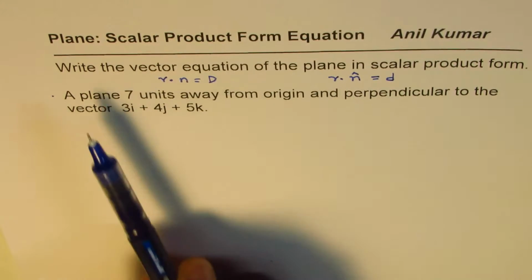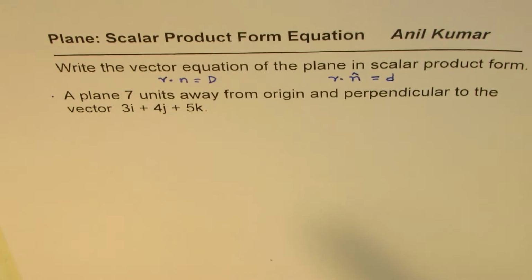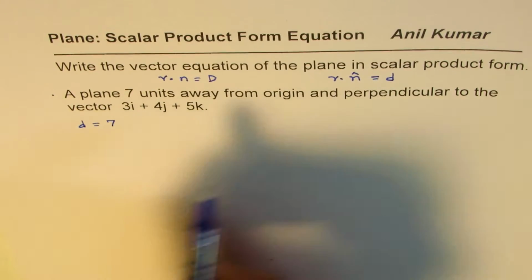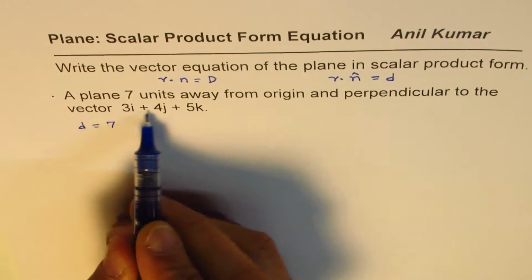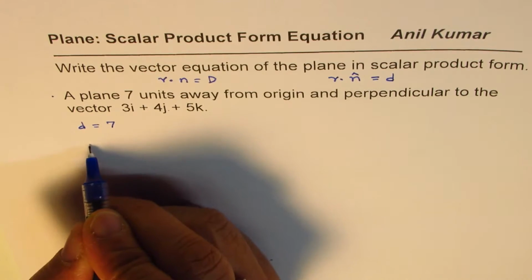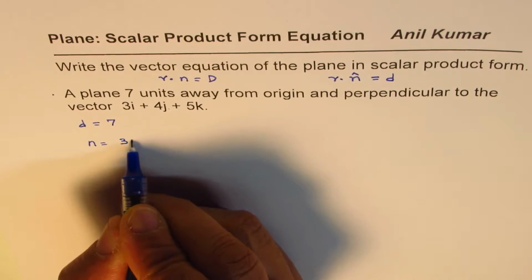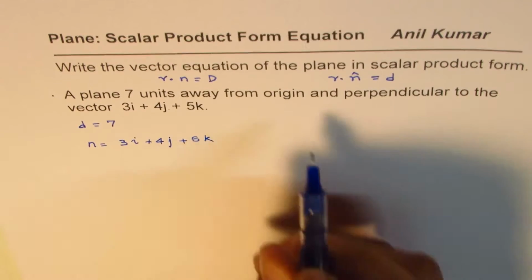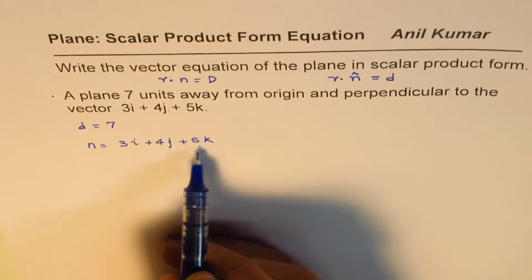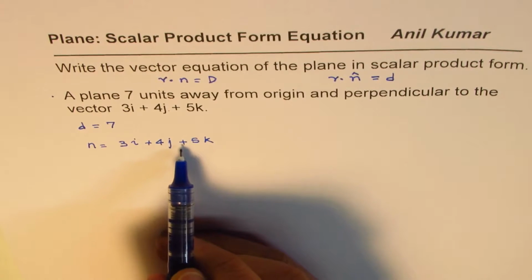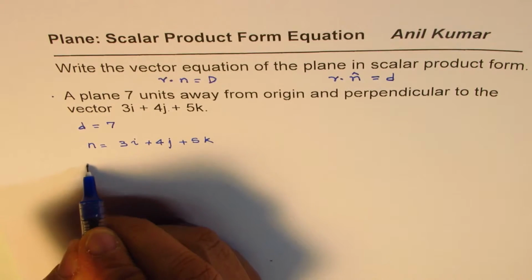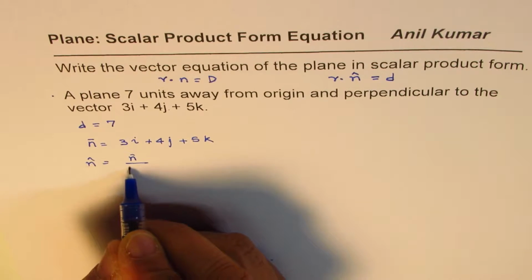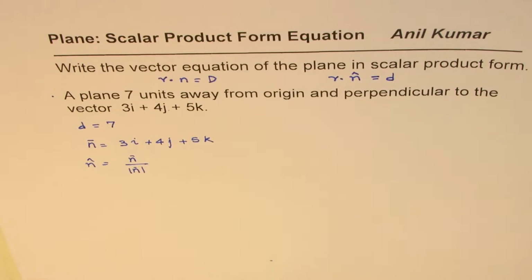What we are given here is that the plane is 7 units away from the origin, so we know the distance d is 7, right? And it's perpendicular to this vector, so that means the normal is given to us as 3i plus 4j plus 5k. Since we are given the normal, we can always find the unit vector in this direction, correct? So the unit vector will be the normal divided by its magnitude.